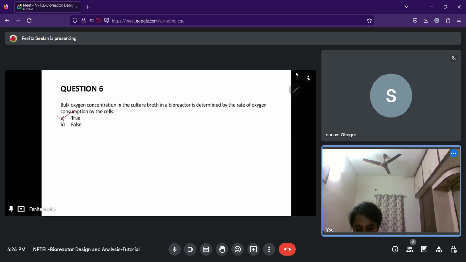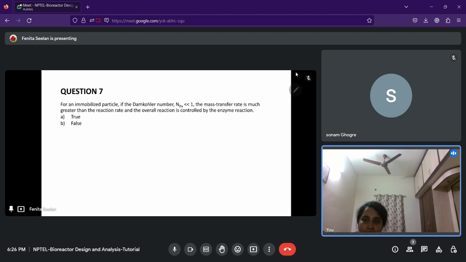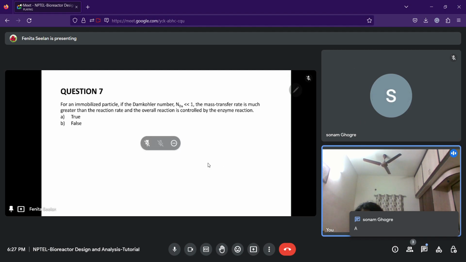The next question is: for an immobilized particle, if the Damköhler number Nd is less than 1, the mass transfer rate is much greater than the reaction rate, and the overall reaction is controlled by the enzyme reaction. Is it true or is it false? So what is the Damköhler number? Yes, Sonam, the answer is A, which is true.